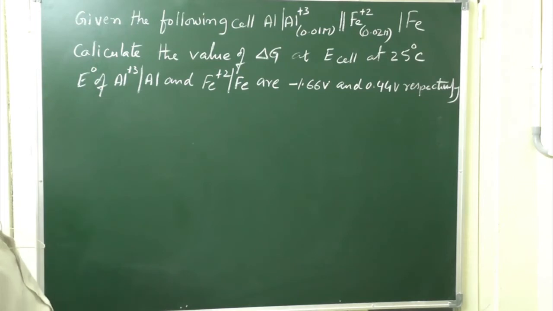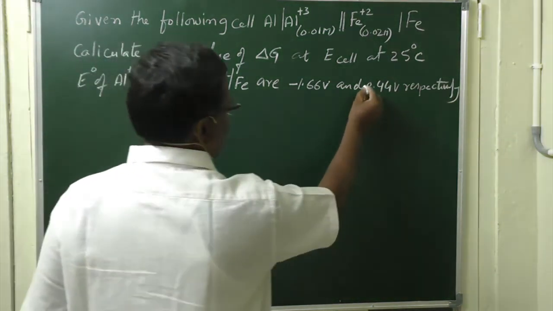Here another problem. Given the following cell, Al | Al3+ at 0.01 molar concentration and Fe2+ at 0.02 molar concentration with Fe electrode. Calculate the value of delta G at E cell and E cell at 25 degrees centigrade. The reduction potentials of aluminum and ferrous are minus 1.66 volts and minus 0.44 volts respectively.